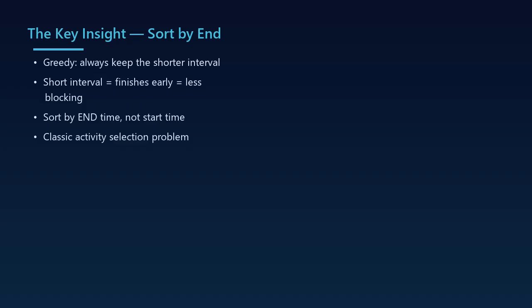When two intervals overlap, which one should we remove? The one that ends later. Why? Because the longer interval blocks more future intervals. The shorter one finishes early, leaving room for more intervals after it. So we sort by end time. The interval that finishes earliest comes first. Then we greedily keep it and skip anything that conflicts. This is the classic activity selection problem from algorithms class.